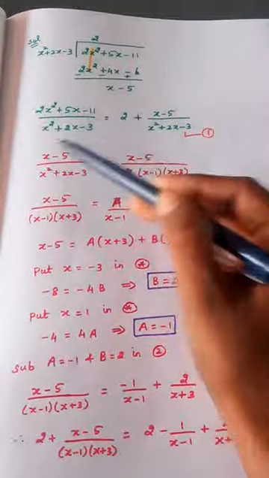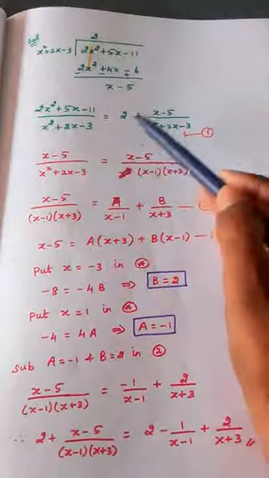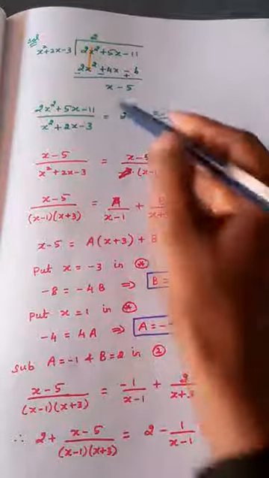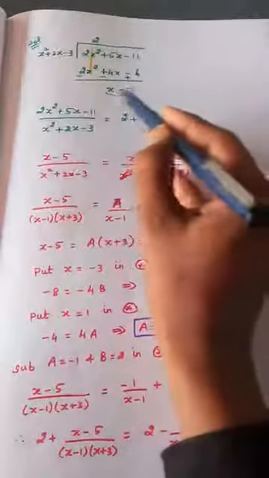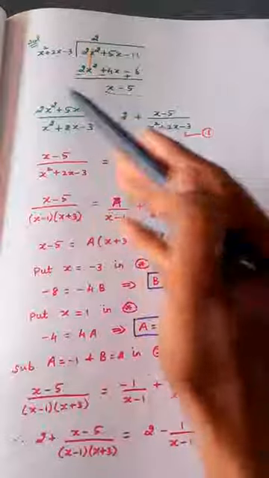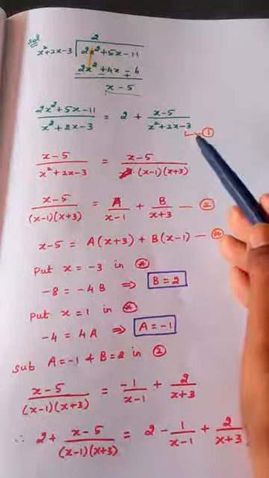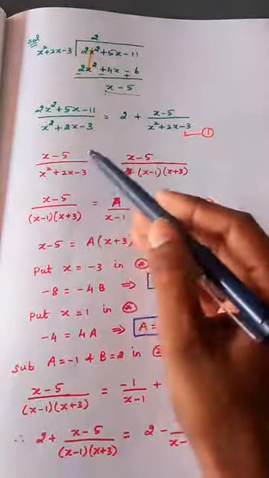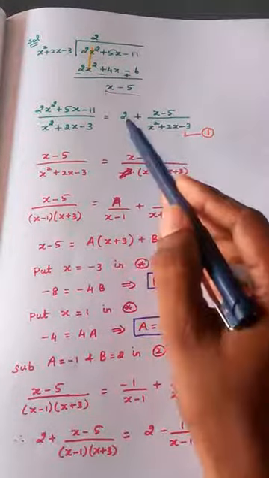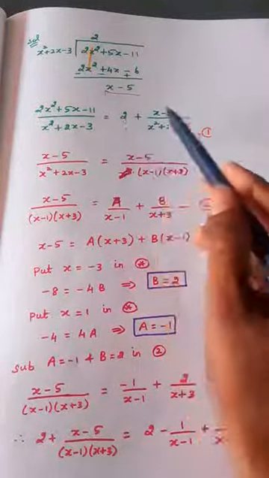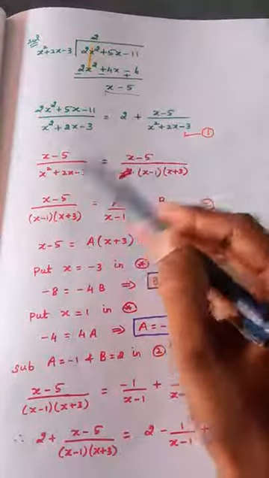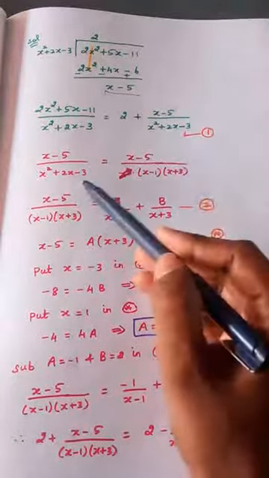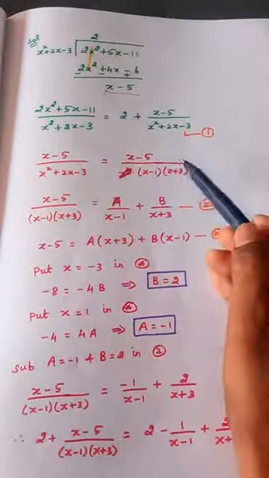So how to write this? Quotient 2 plus, this is called what? Remainder. This x minus 5 is called remainder by divisor. Same method as we did in the previous two problems. So actually now leave this 2 because it is a number. Just take x minus 5 by x square plus 2x minus 3 alone.